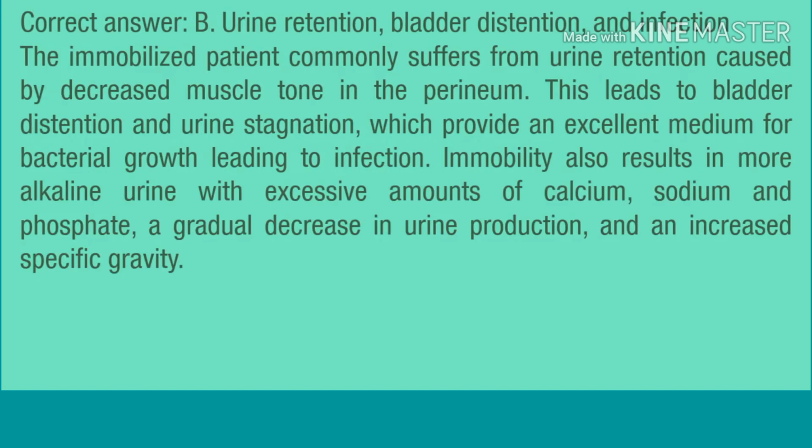Correct answer, B. Urine retention, bladder distension, and infection. The immobilized patient commonly suffers from urine retention caused by decreased muscle tone in the perineum. This leads to bladder distension and urine stagnation, which provide an excellent medium for bacterial growth leading to infection. Immobility also results in more alkaline urine with excessive amounts of calcium, sodium and phosphate, a gradual decrease in urine production, and an increased specific gravity.